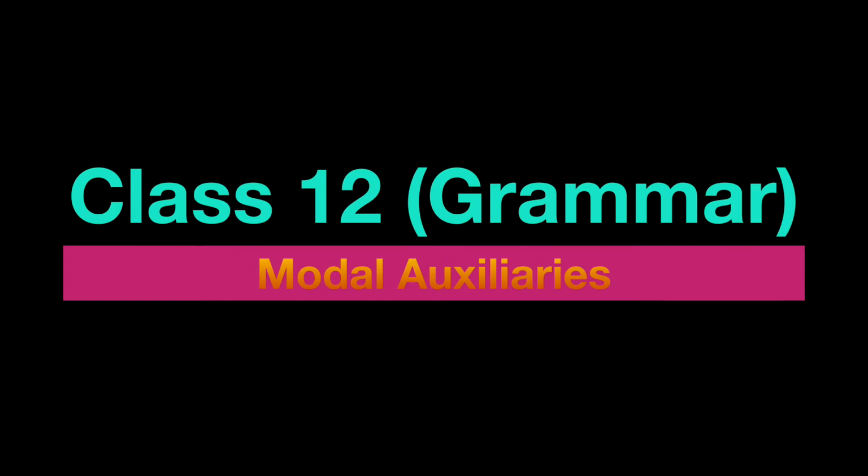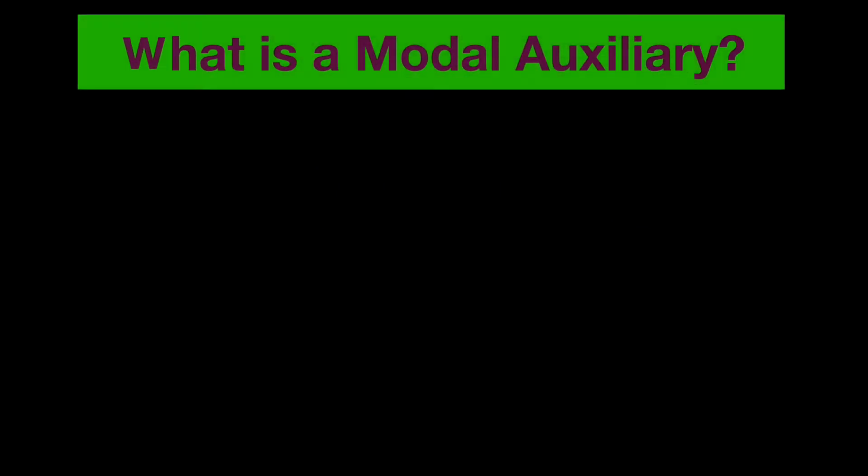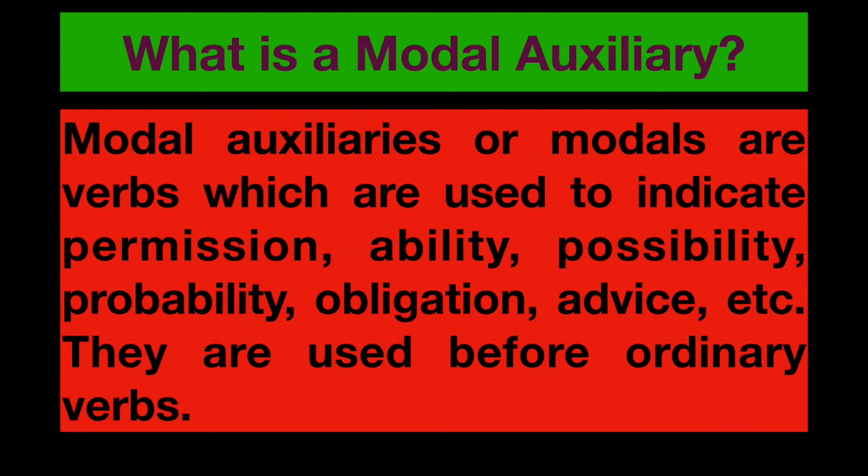Today I'm going to take up a grammar lesson. The first grammar lesson in your book is Modal Auxiliary. Let's try to understand what a modal auxiliary is. Modal auxiliaries are types of verbs which are used to indicate permission, ability, possibility, obligation, advice, prohibition, and likelihood.